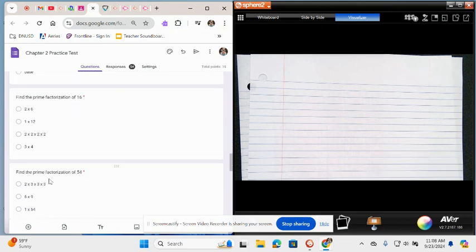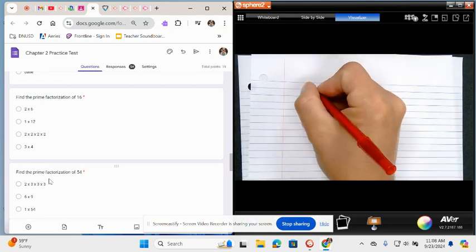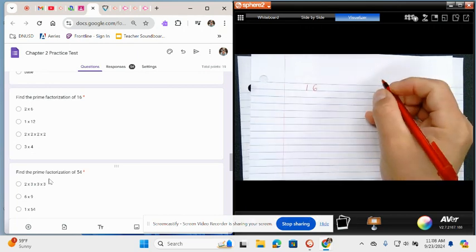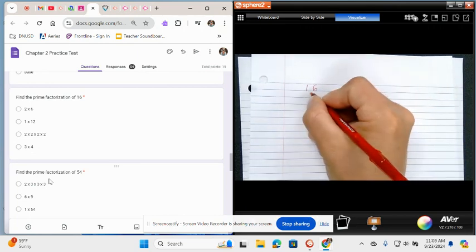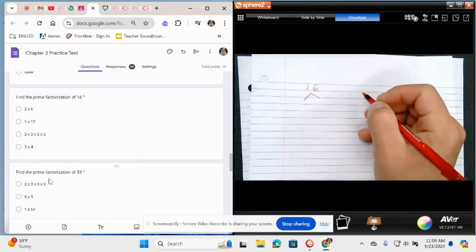Okay, here's where we're going to start using our scratch paper. It says find the prime factorization of 16. Remember, to find the prime factorization of a number, you start by writing that number. Then you make a factor tree, which means that number sprouts branches. And what grows on the end of those branches? Any two numbers that can be multiplied together to equal that number.